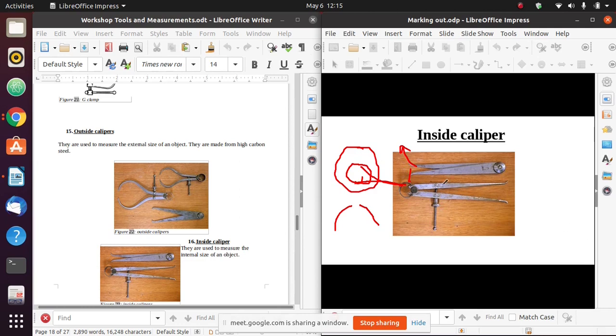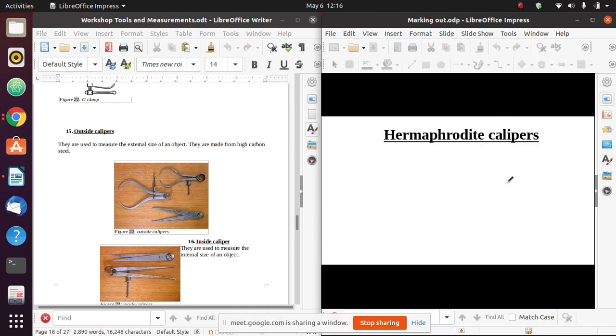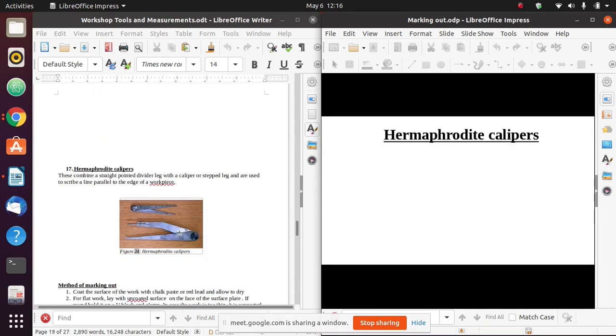Now, as you can see, these calipers are of two types. We have the ordinary type, and we have the spring type, or the screw type. By loosening and tightening this, I can open or close these legs for the screw type. For the ordinary type, the legs are only supported by a pivot, a fulcrum. So by employing force with our hands, we can open or close those calipers. Now we have other calipers known as hermaphrodite calipers.